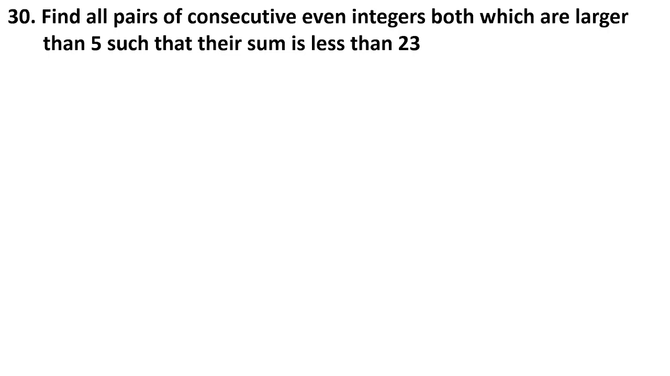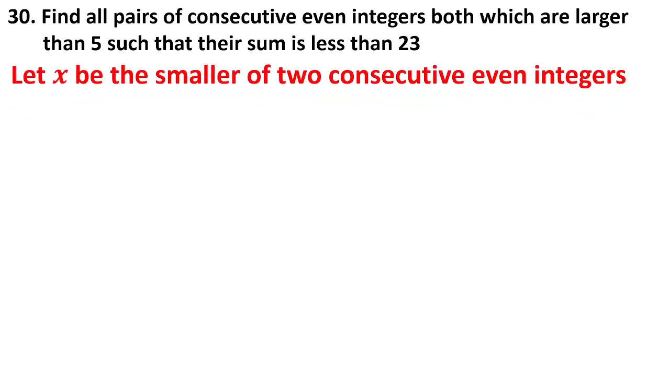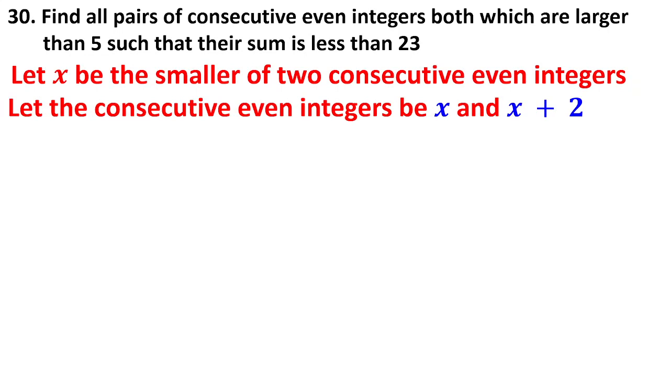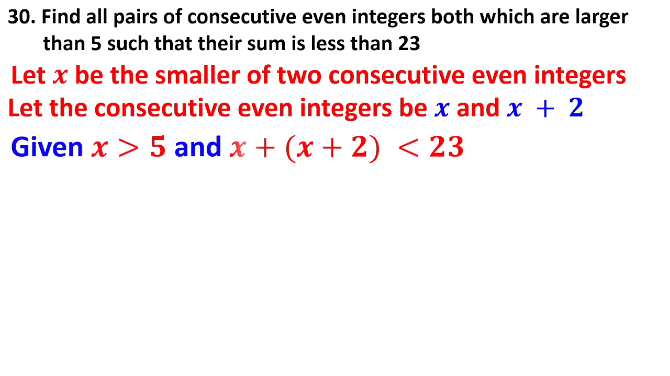Question number 30. We have to find all the pairs of consecutive even integers. Both are larger than 5, but the sum is less than 23. I am taking x as the smaller number. Therefore, the numbers will be x and x plus 2. It is given both the numbers are greater than 5, therefore x is greater than 5. And their addition, x plus x plus 2, is less than 23.